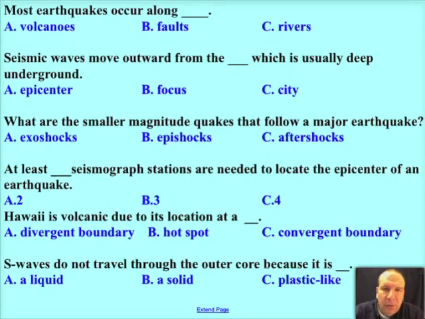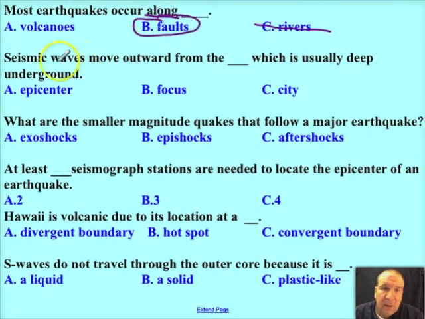Here we go. Most earthquakes occur along what? Let me pull out a pen quick. What color do you guys like? Let's go with purple today. So most earthquakes occur along. And whenever you have multiple choice questions, look at which ones don't make sense. For example, river makes no sense. So volcanoes, faults. Now a lot of earthquakes happen on faults, but along kind of gives it away.